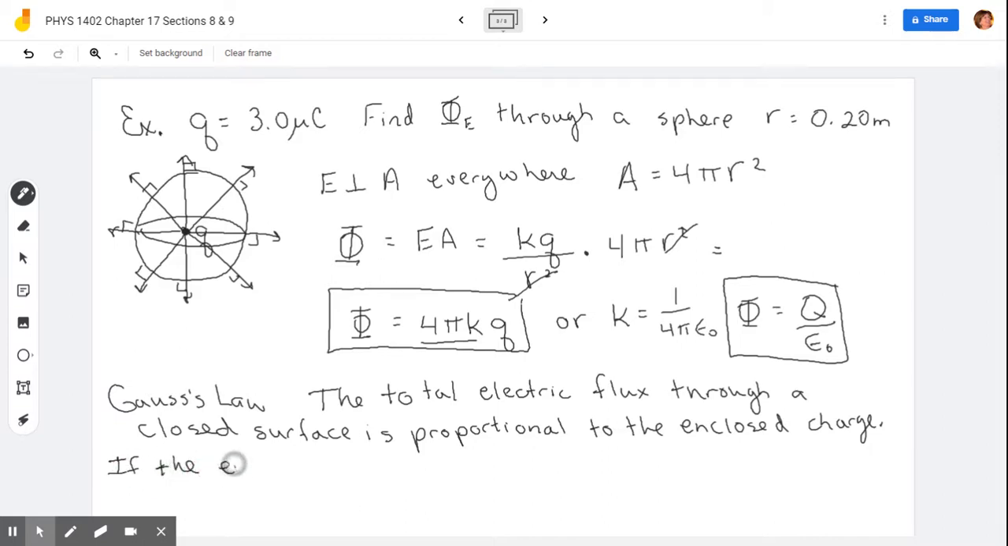That means if the enclosed, let me rephrase that. If the net charge enclosed is 0, then I know that the flux is equal to 0.